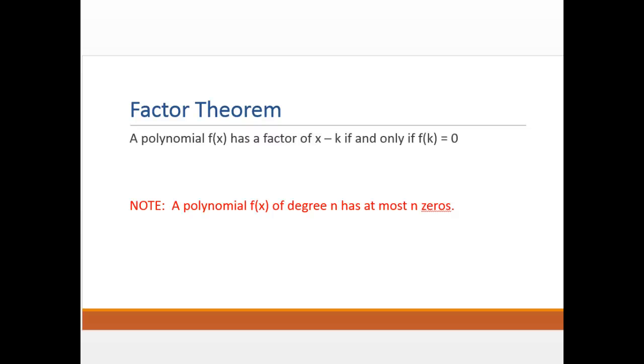Our factor theorem, which is huge in algebra, says a polynomial f of x has a factor of x minus k if and only if f of k equals 0. So a polynomial f of x of degree n has at most n zeros. These are two properties we're going to need to know as we approach this section.